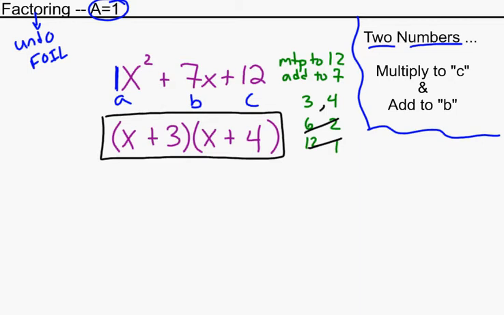And if I wanted to get back up here to my original, I could just FOIL, and I would get x squared plus 7x plus 12. So that's how I go about doing this process of factoring when a equals 1.